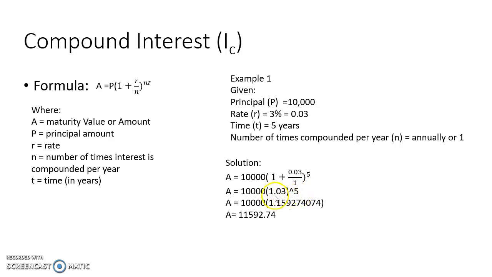Now we simplify this. That is 1.159274074. Now, as much as possible, we do not want to round off in this part of the solution. We will only round off at the final answer. So you multiply this to 10,000. So the maturity value after 5 years is 11,592.